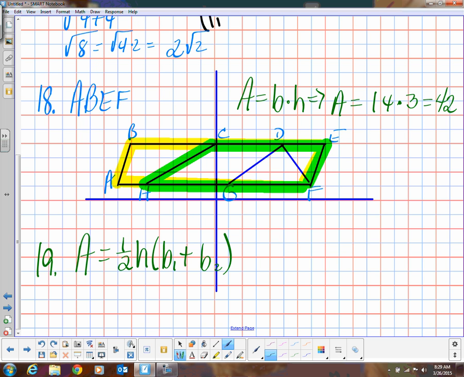All right, so let's look up here. This is 1, 2, 3, 4, 5, 6, 7, 8. So one base is 8. At the bottom we've got 1, 2, 3, 4, 5, 6, 7, 8, 9, 10, 11, 12. And how high is it? 3. So this is going to be 3 halves times 20, and I believe 2 divides 20 10 times for a total of 30. Next.